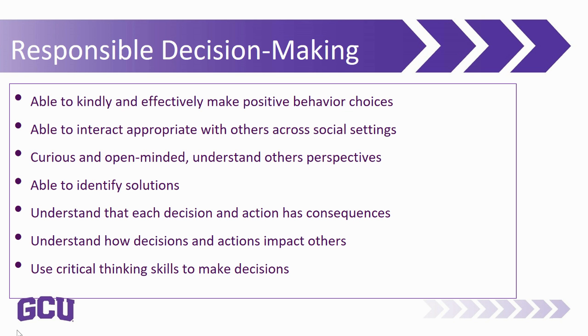Responsible decision making. Are students able to kindly and effectively make positive behavior choices? Do they interact appropriately with others across social settings? How curious and open-minded are they? Are they able to understand others' perspectives? Are they able to identify solutions? Not just one solution, but multiple solutions to problems. Do they understand that each decision and action has consequences? Do they understand how decisions and actions impact others? And do students use critical thinking skills to make decisions?